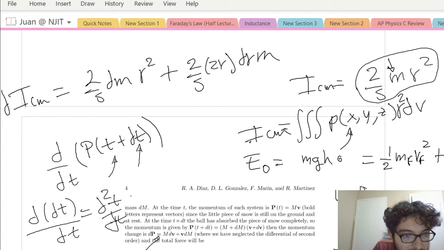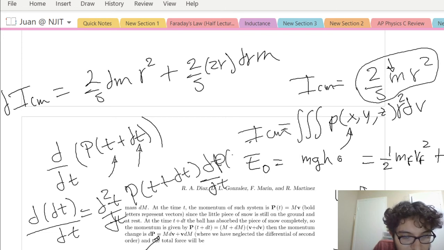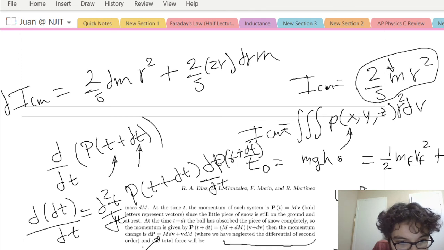And that's going to be multiplied by essentially p. So basically p of t plus dt, and dt, dp dt. So it's not easy. And then they said that they neglected the differential of second order. Why would you neglect it? Is it too complex? F equals dp dt equals m dv dt plus v dm dt.